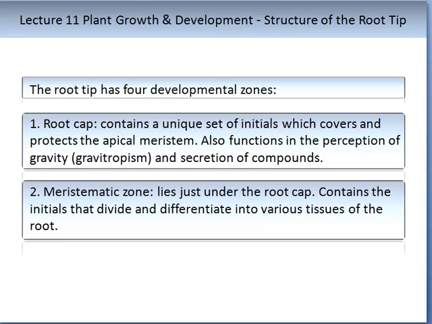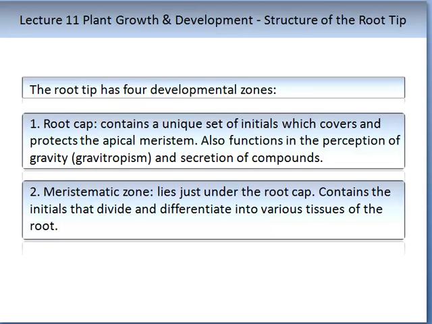The root tip has 4 developmental zones. In Zone 1, the root cap. This contains a unique set of initials that covers and protects the apical meristem. It also functions in the perception of gravity, also called gravitropism, and the secretion of compounds.